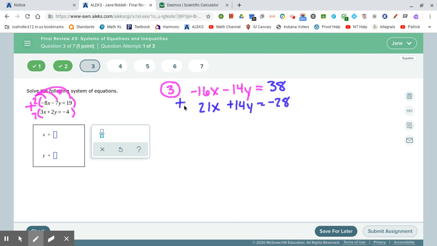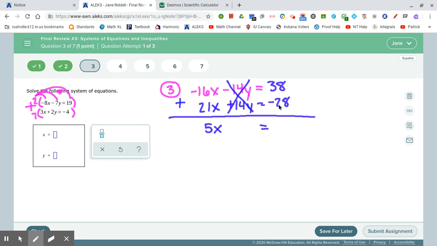So now I'm ready to add my two equations together. Negative 16 plus 21, if you need to use a calculator, use a calculator, but that's going to give me 5x. Negative 14y plus 14y, those zero out, they cancel out. So I just cross those out and I bring down the equal sign.